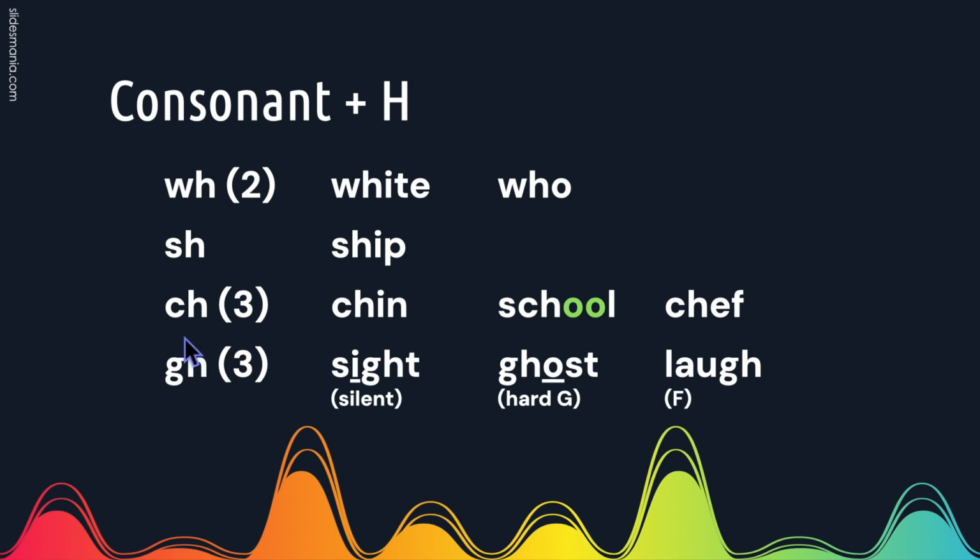CH has three sounds. The most common is ch, like in chin. The second most common is k, like in school. OO says oo in this word. And the third sound is sh, like in chef. GH is silent most of the time, like in sight. There are some words where the H is silent, like in the word ghost. And there are a few words where G and H take on the sound of an F, like in laugh.